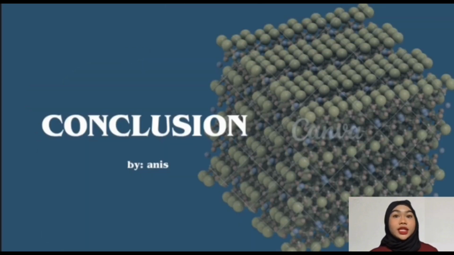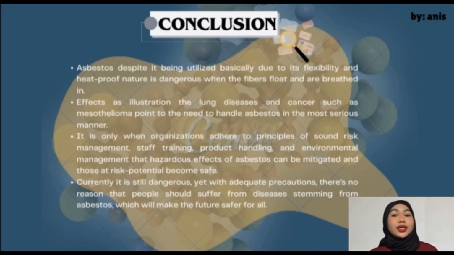And the last one is conclusions. In conclusion, asbestos is a serious health risk, but by implementing the measures we have outlined today, we can effectively manage and minimize the risk.